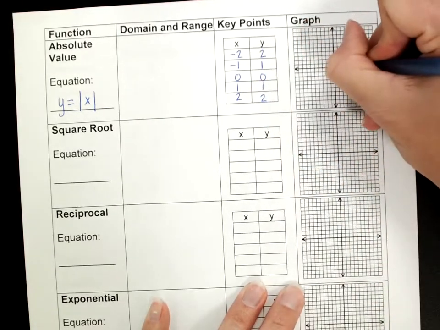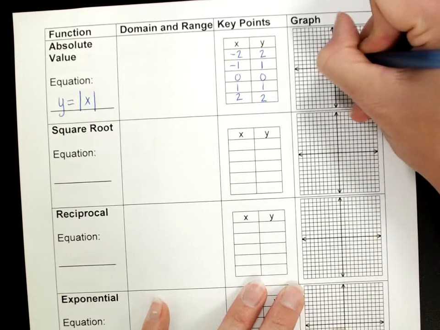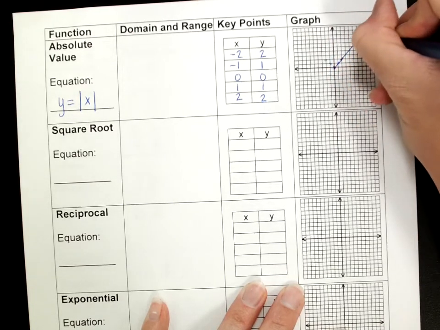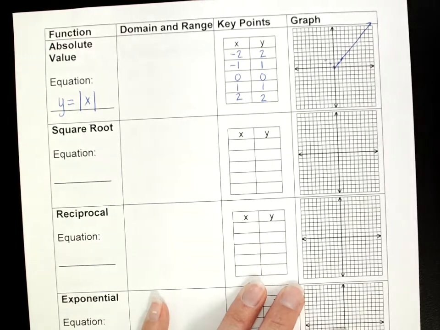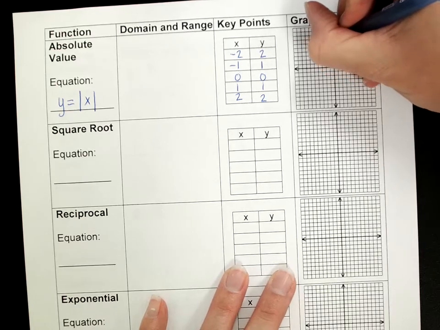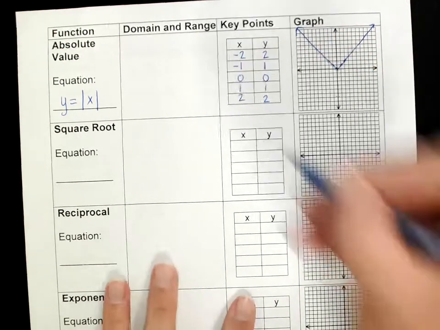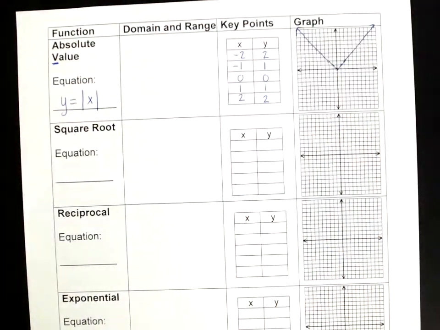When I plot these points, it creates this nice V shape. So on the right side of your graph, you have part of your linear equation, but on the left side, it's kind of reflected up because of the absolute value. So absolute value makes a V.